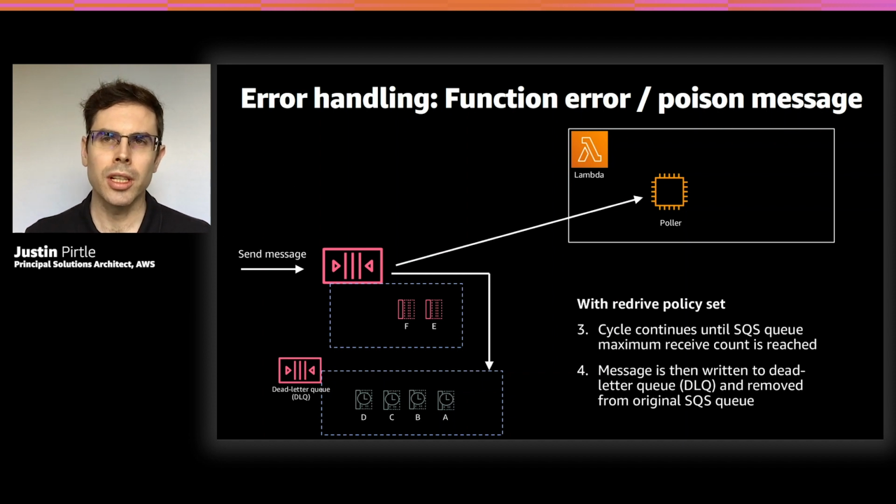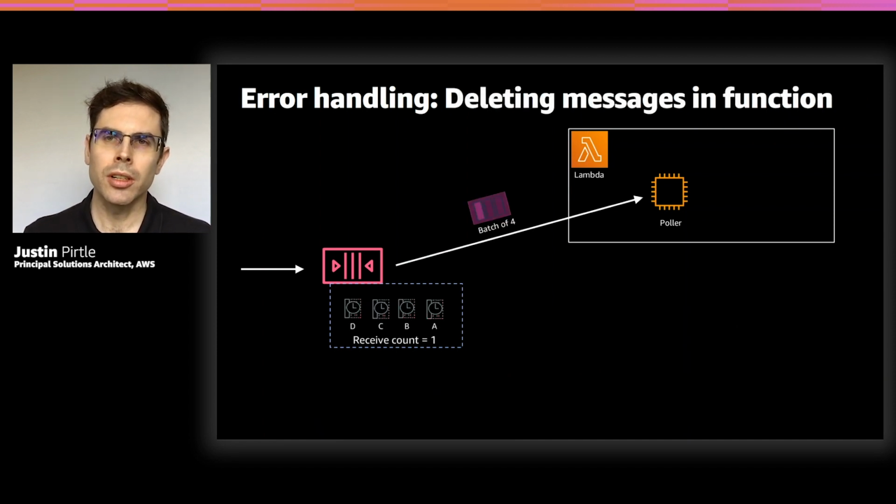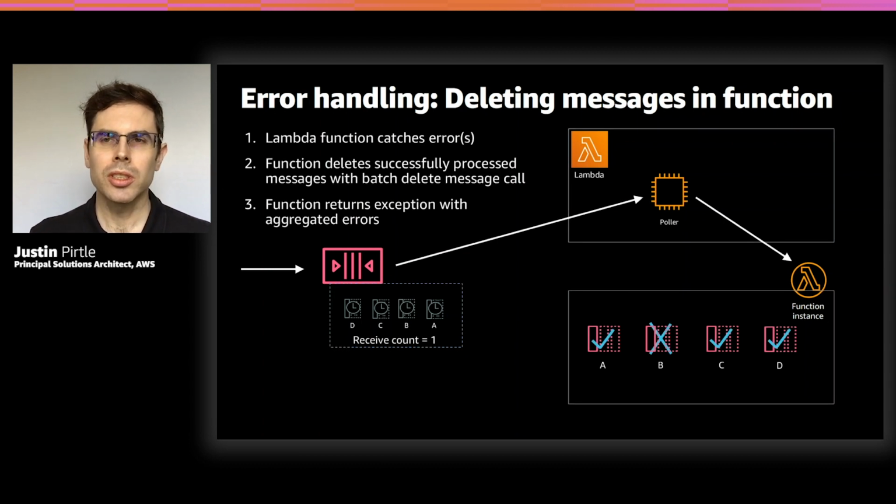Let's see how this scenario changes if we actually delete messages ourselves before throwing that exception. So we'd start the scenario the same. We get the batch of 4, we go through the poller, we start the function instance, we have our variety of messages, but in this case, B had the error again. Before we return the error, let's say we catch the exception, and we actually finish processing A, C, and D, which succeed, and we call batch delete, saying A, C, and D should be deleted, all before we return the exception.